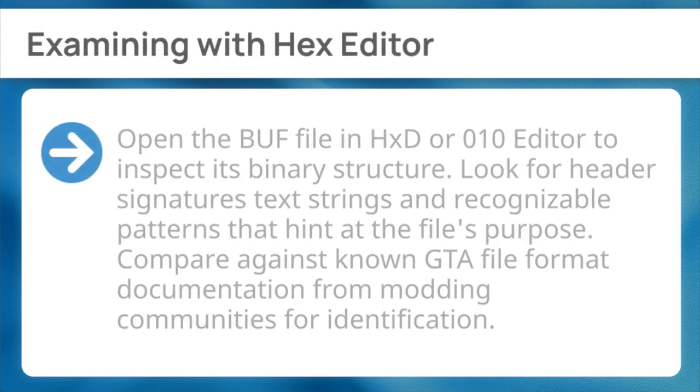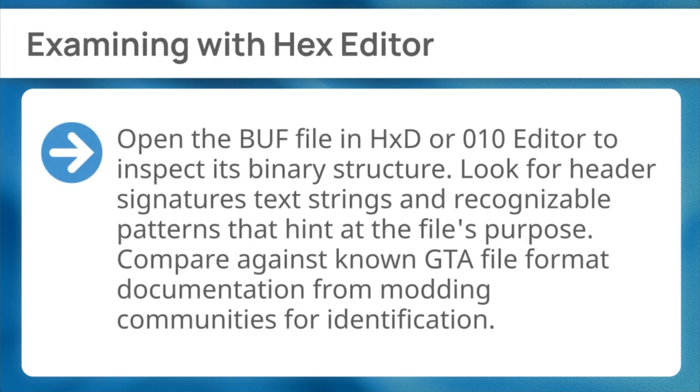Next, examining with hex editor. Open the BUF file in HXD or 010 Editor to inspect its binary structure. Look for header signatures, text strings, and recognizable patterns that hint at the file's purpose. Compare against known GTA file format documentation from modding communities for identification.